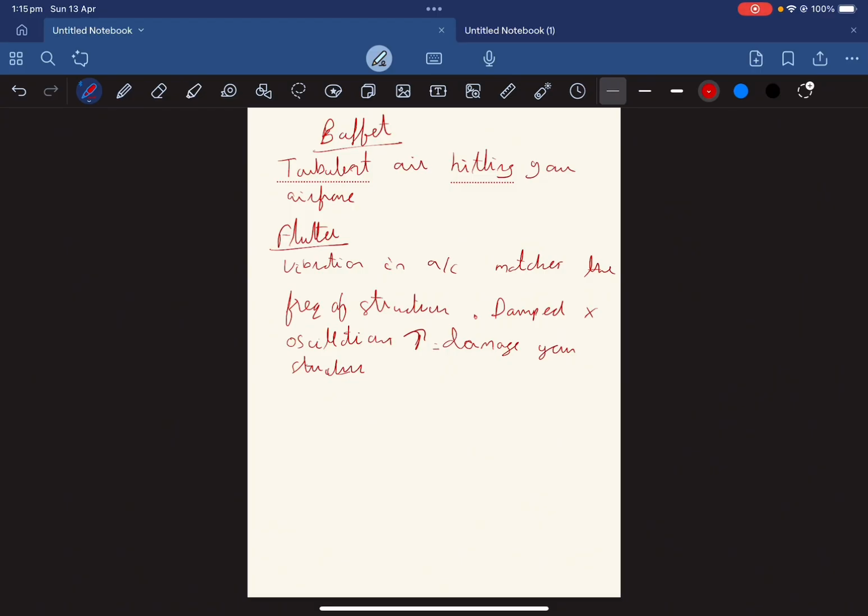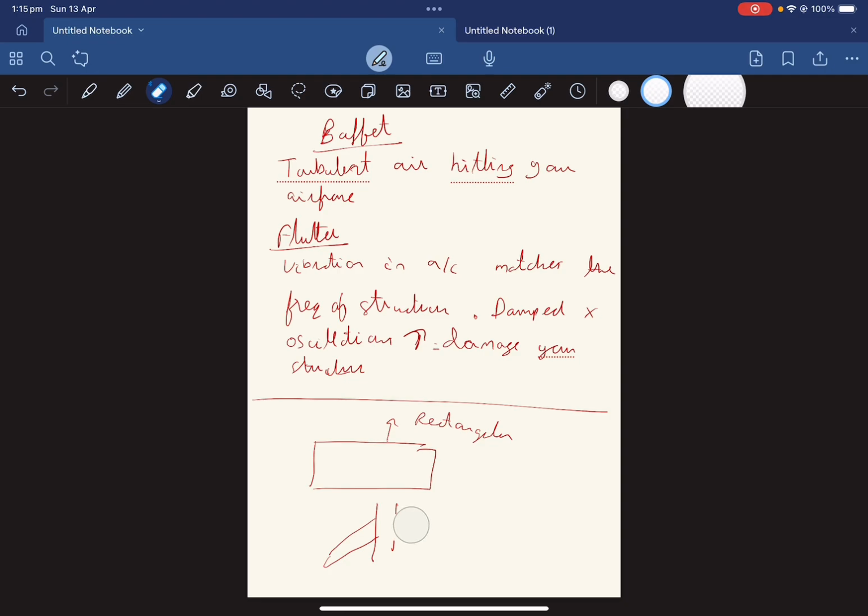So there are a few types of wings. I hope you remember what type of wing this is. This is a rectangular wing. Then we have the swept back wing. So let's just say this is the fuselage of the aircraft. If the wing is like this, right? This is a swept back wing.